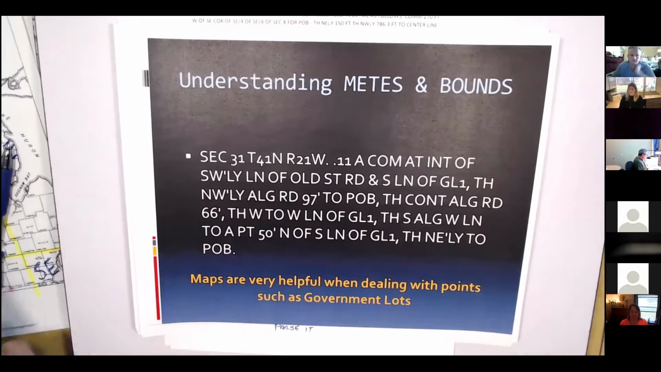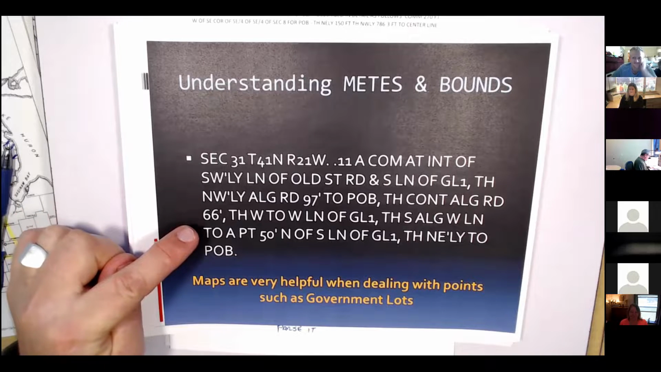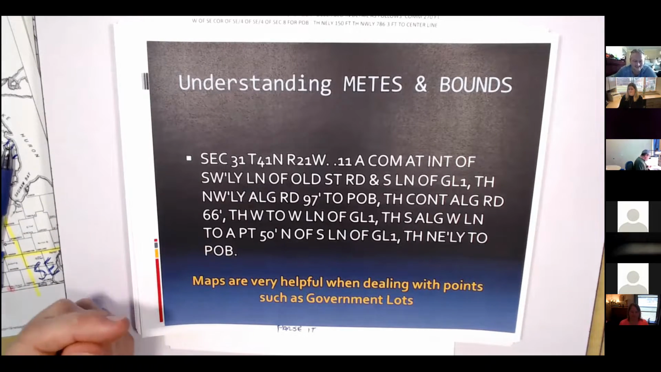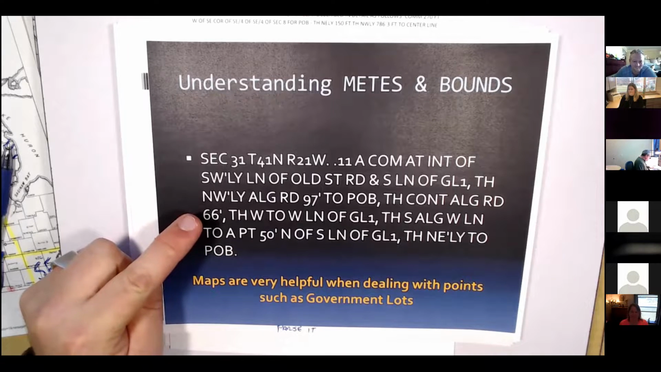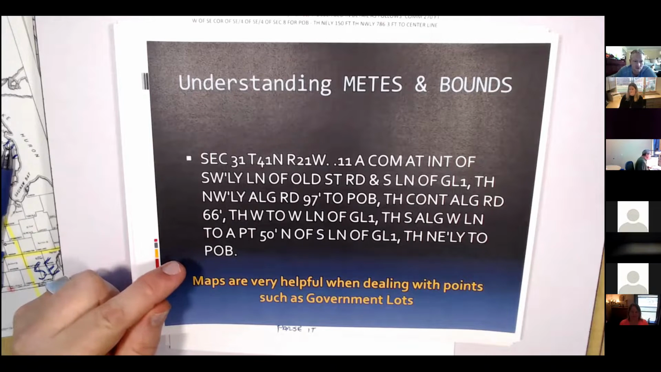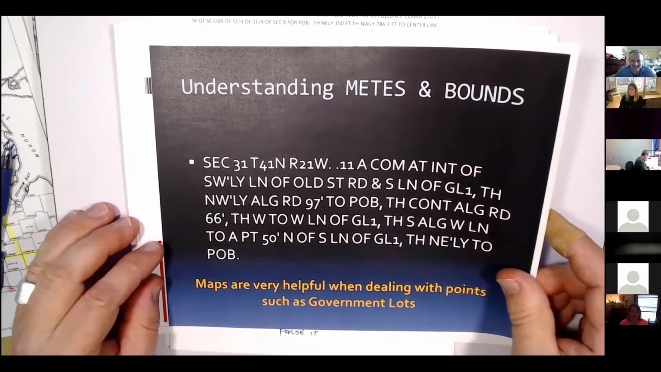Okay, now the hairy part. Everybody gets some of these. These come into your office and you're looking at this and you're thinking, my golly, what is that? Somebody went to some length here to describe a square piece of property, but we'll tell you how and why they did it.